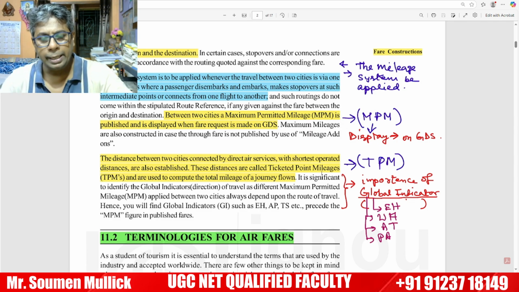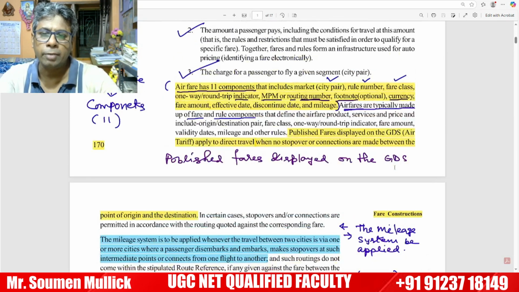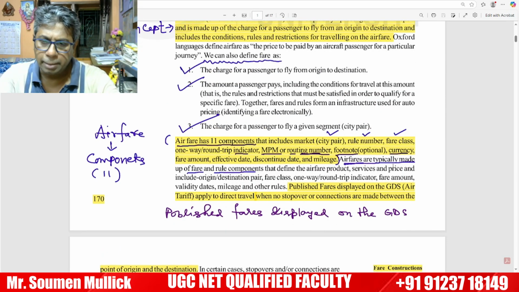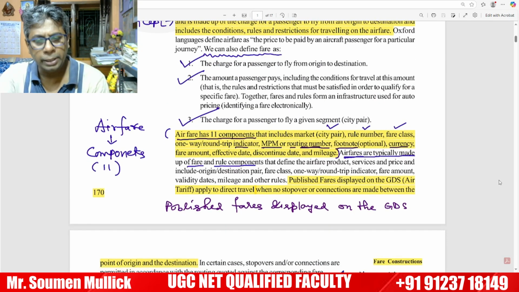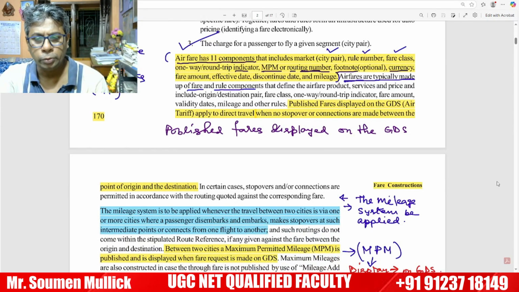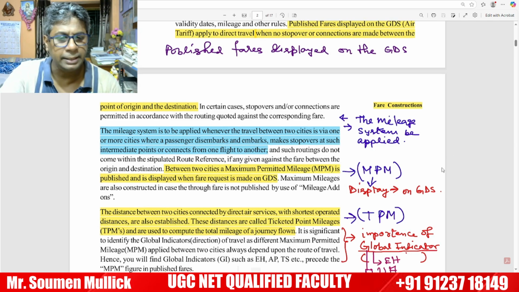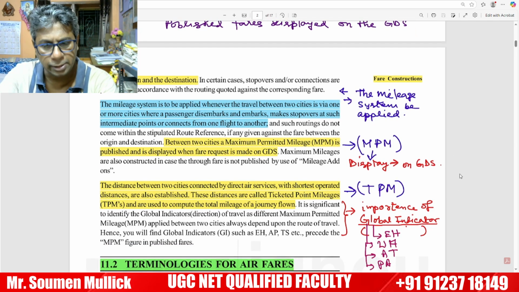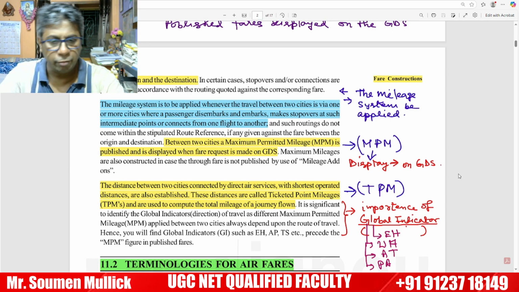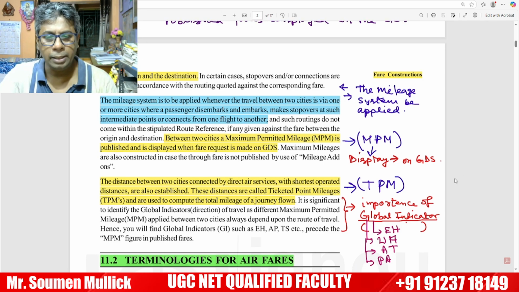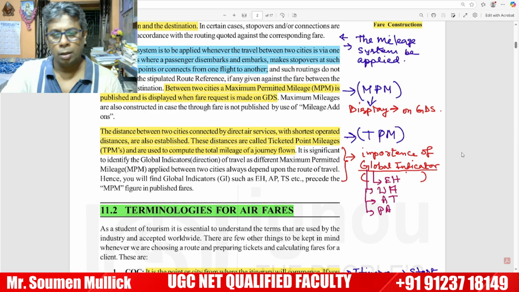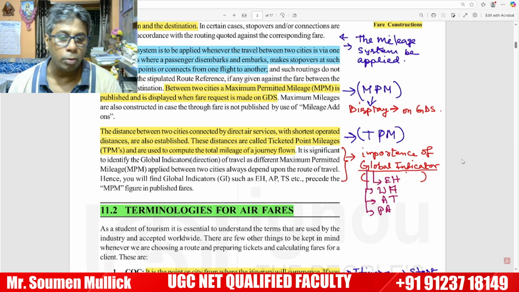Under the section of airfare, the airfare concept, 11 components of airfare. Number 2, number 3, important issues of mileage system. Number 4, we have to remember the TPM, or the ticket point mileage system. And finally, we have to consider the global indicator.